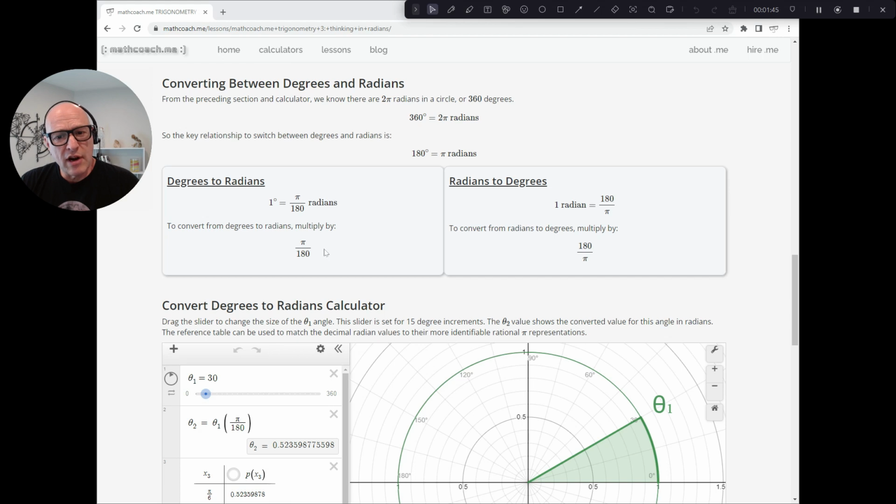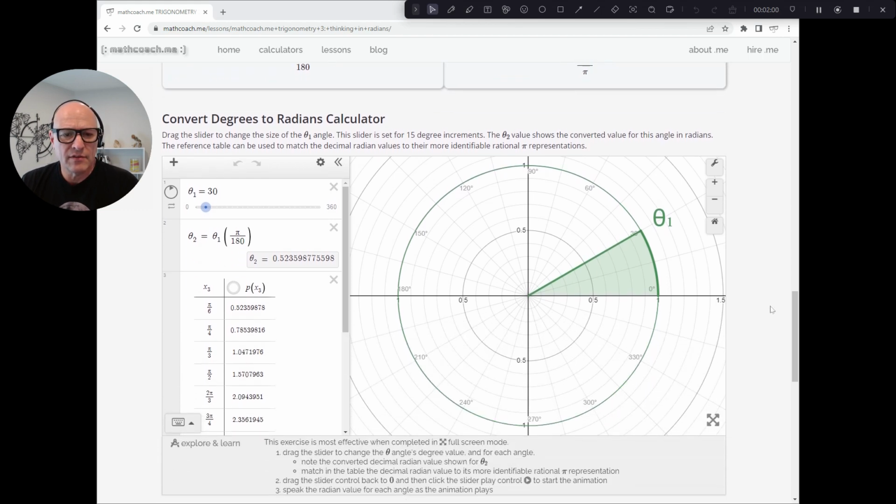If you're going in the other direction, going from radians to degrees, you simply flip that conversion ratio, and to convert from radians to degrees, multiply by 180 over pi. Let's explore that in a couple of Desmos calculators.